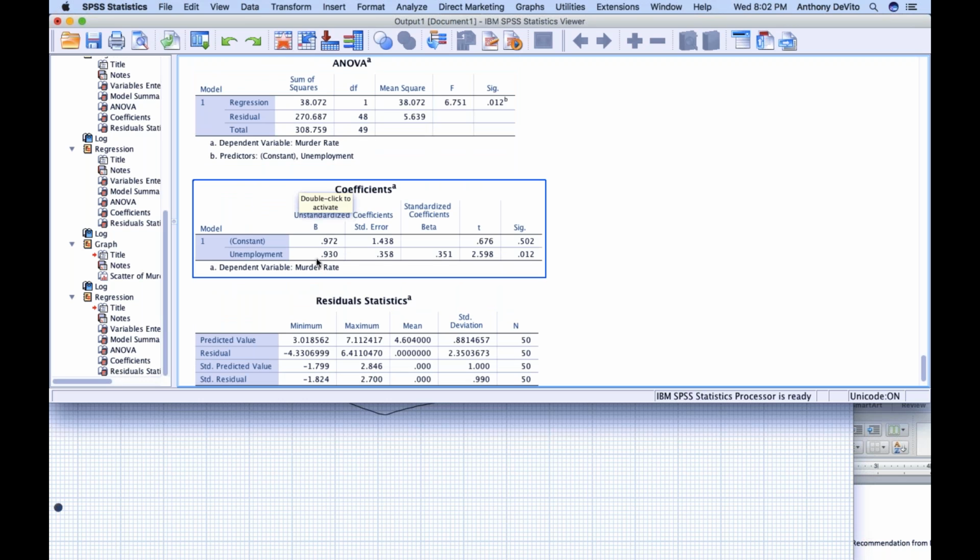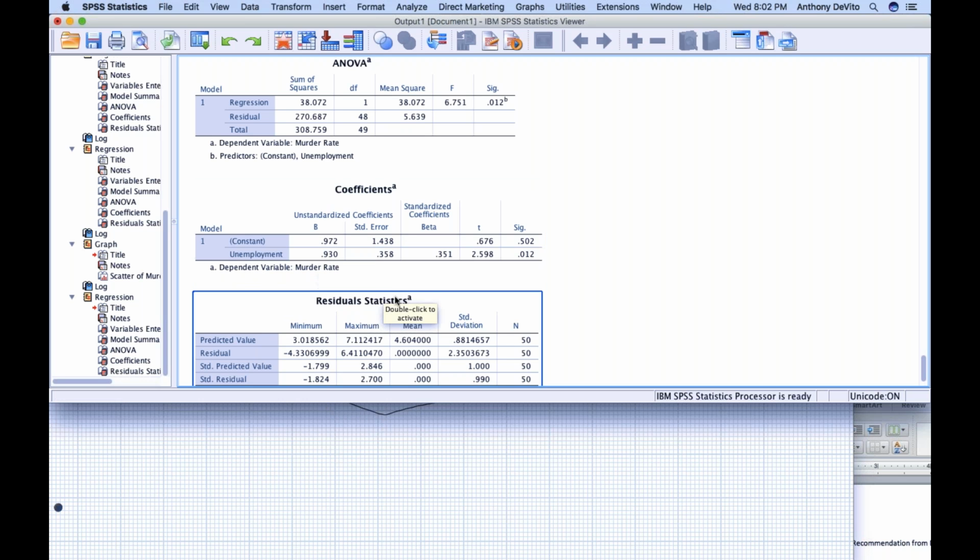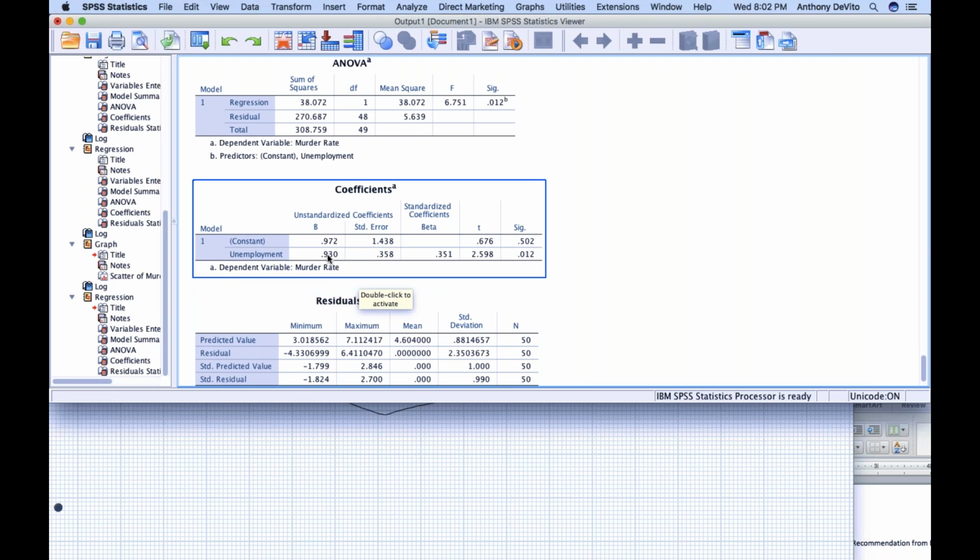And if I look at this, I can see my formula is going to represent, let's see, the constant is 0.972. That's where it crosses the y-axis, right? So I need that to get my formula for my straight line. But my slope is going to be 0.930. Okay, so I'm going to use y is equal to mx plus b. The slope times the rate of unemployment is going to influence what the murder rate is, 0.93.